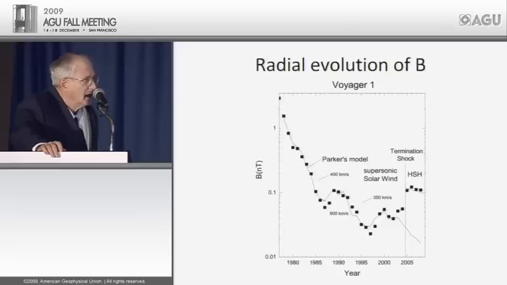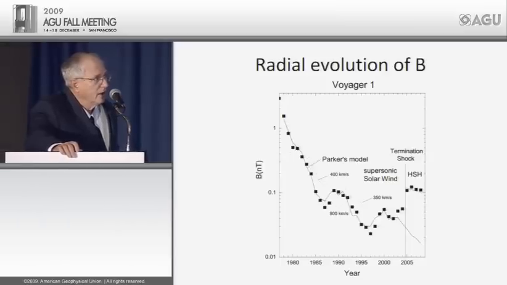The next slide shows how we actually make this correction. You have to basically calculate what the field should be doing in front of the termination shock. And for this purpose, I use Parker's model of the magnetic field as a function of time or distance. His curve is a solid curve, which follows the observations very well. These are the dots. And the extrapolation for the magnetic field while we were in the heliosheath is shown here.